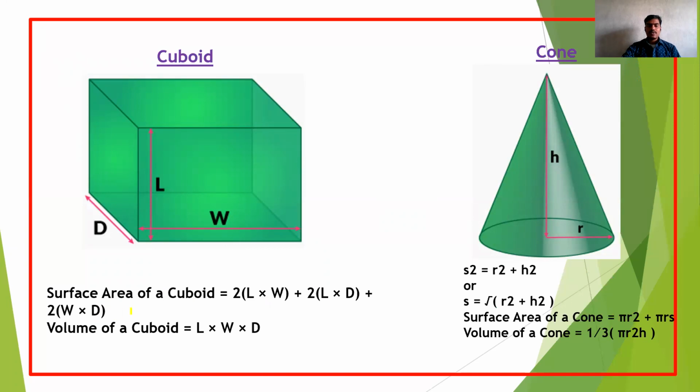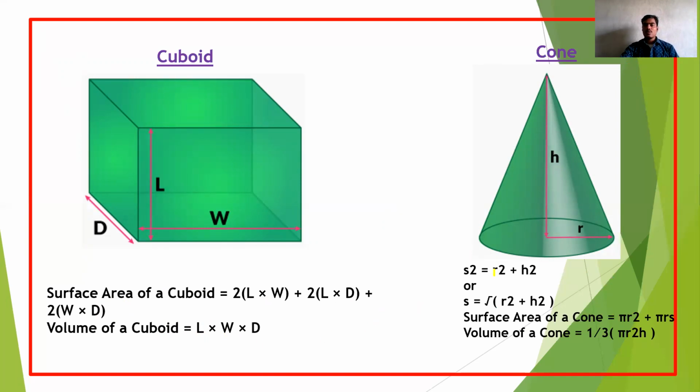So after simplifying it, it is 2 into (LB plus BH plus LH), that is 2 into length into breadth plus breadth into height plus height into length. And what is the volume of cuboid? It is length into breadth into height.